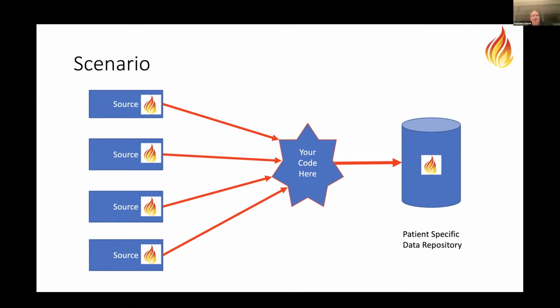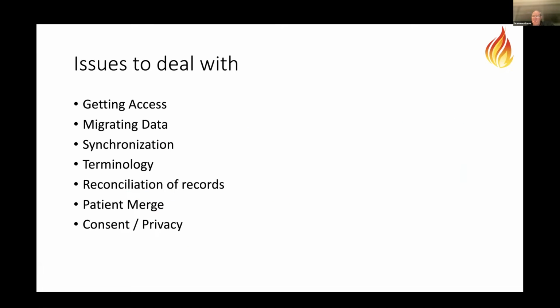And then you've got some code that you wrote, because you're suckers, that takes data from all these and sticks them in a single patient-specific data repository. And it doesn't have to be patient-specific; institution, national, it doesn't matter what it is. You're combining data. This is a generic thing that we all do. So this is the kind of thing you deal with. You've got to get access to the data. You've got to migrate the data. You've got to deal with synchronization issues, do terminology munging, reconcile records, deal with patient merge, and consent and privacy issues.